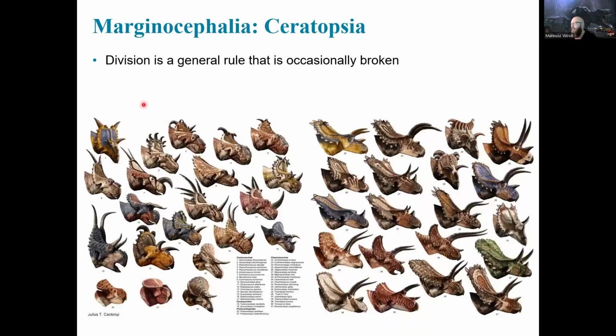However, as there is with anatomy and biology, there are always exceptions to things. So in this image here, on the bottom, we have some more basal ceratopsians like Protoceratops. Then we have a whole variety of different types of horn structures. These ones being primarily which ones?